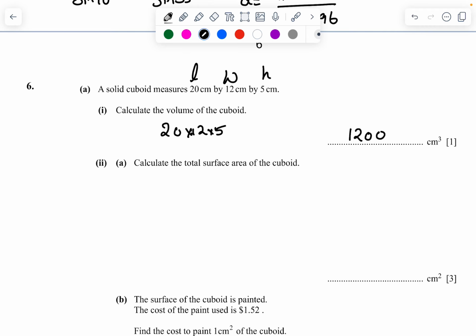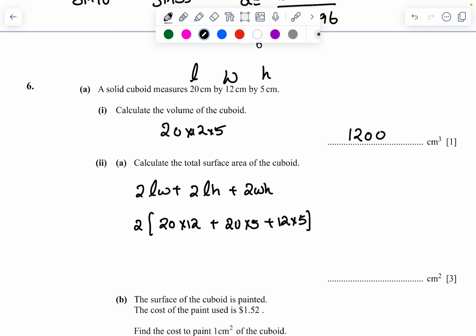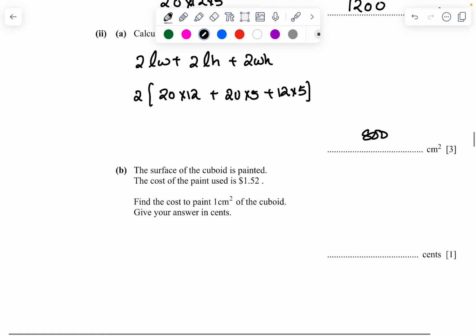Calculate the total surface area. 2LW plus 2LH plus 2WH. So 2 times of 20 times 12 plus 20 times 5 plus 12 times 5. Simplify that, you should be able to get the answer as 800. The surface area of the cuboid is painted. The cost of painting is $1.52. Find the cost of painting 1 centimeter square of the cuboid, giving your answer in cents.